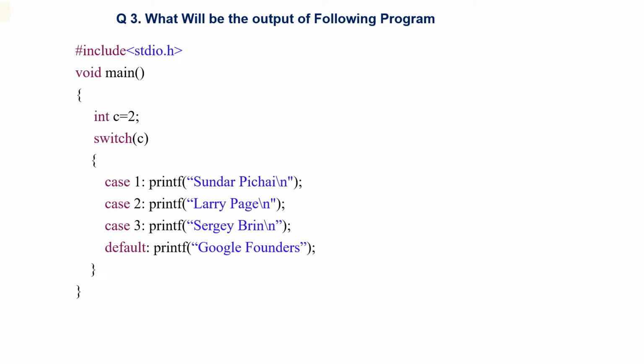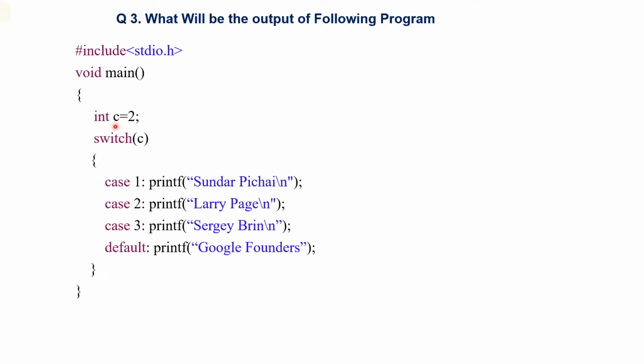So here you can see that there is no break statement after each case value. So there is no break. This statement also doesn't have a break statement. This also doesn't have a break statement, and so on. So what will the compiler do in such situations? Let us see what output this program will generate.